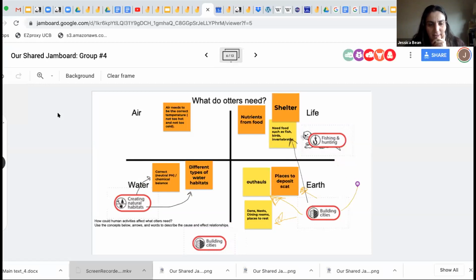Definitely. And then I see that creating natural habitats is being connected, and someone moved fishing and hunting into the life section. Awesome. Great. It looks like you guys are making a lot of connections. And again, if we had more time, you would be writing down explanations of what those arrows mean, and discussing them and deciding. And I see someone even used a plus sign. You can use pluses and minuses to show increase or decrease. So it looks like building cities maybe leads to an increase in fishing and hunting, the way I'm reading that. Does everyone agree? Is that what was intended?